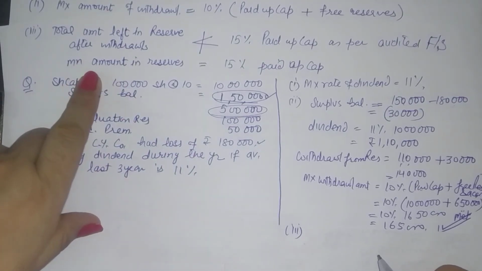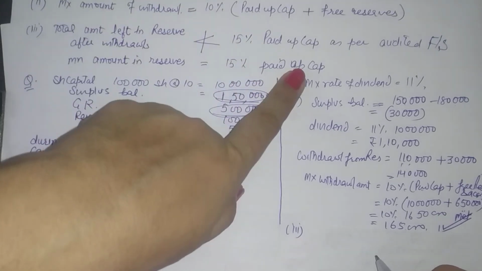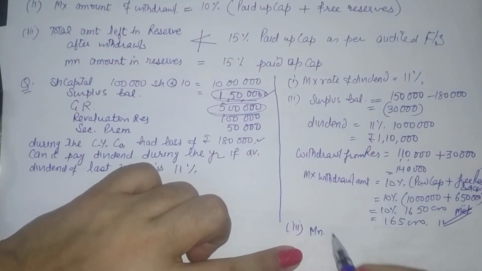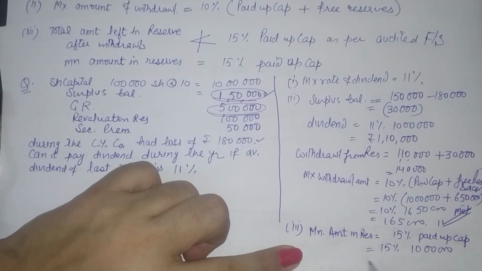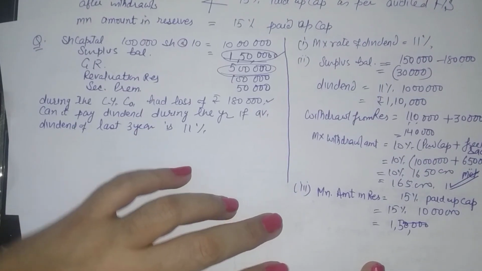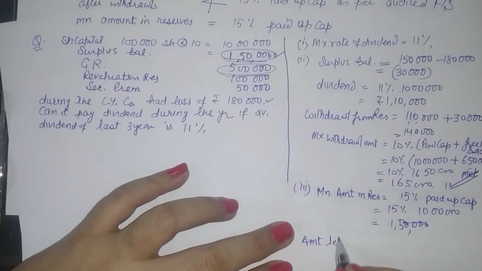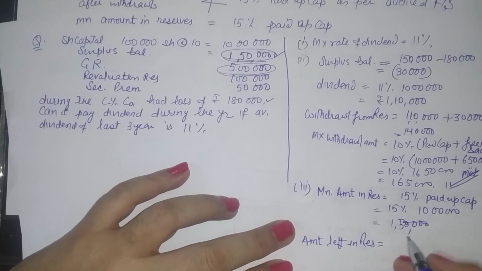The third condition is for the minimum amount in the reserves, which should be 15% of paid up capital. So the condition is minimum amount in reserves. It should be 15% of paid up capital. And your paid up capital is 10 lakh rupees. It means you should have 1,50,000 rupees in your reserves. Now let us see the amount left in reserves. And as I say, reserves include accumulated surplus. So amount left in surplus plus amount left in reserves.